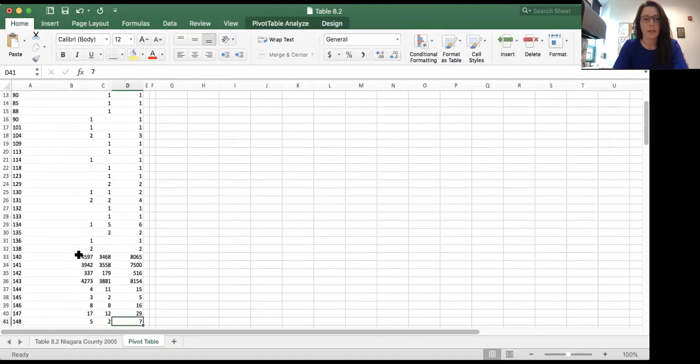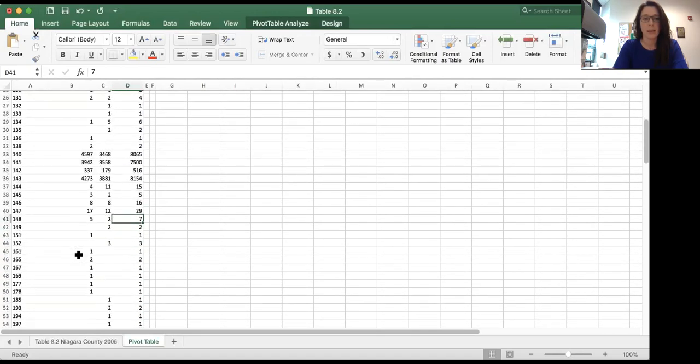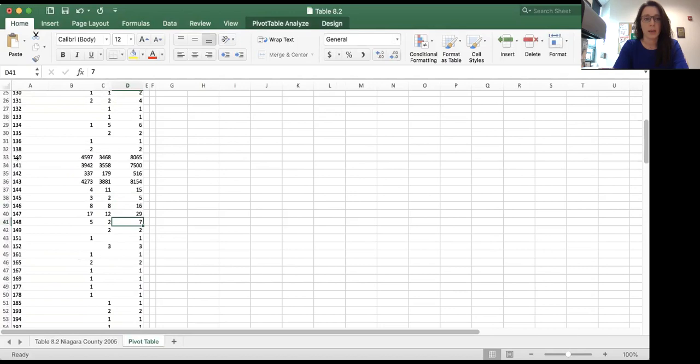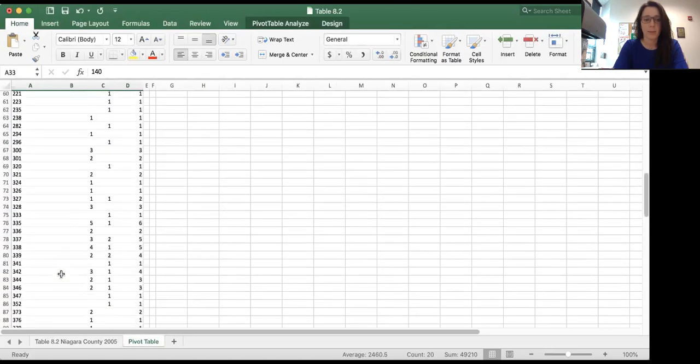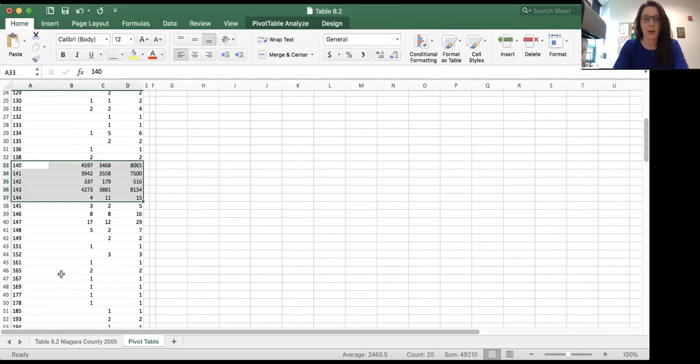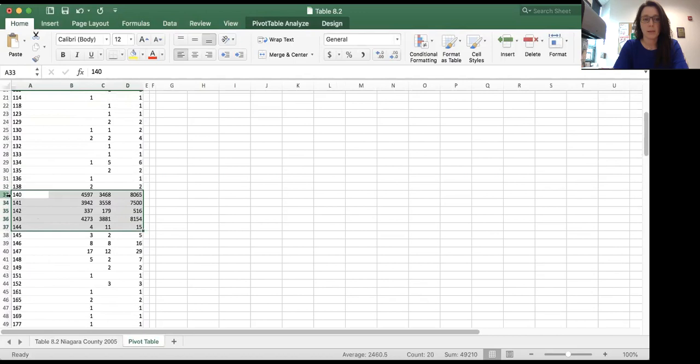And again, this is going to let us scroll down. And we again see that these five zip codes had more discharges than any other zip codes in Niagara County. So we're going to pick up these five here. So remember now, for 140, the total number of discharges or patient visits over the course of the year 2005, medical and surgical, were 8,065.